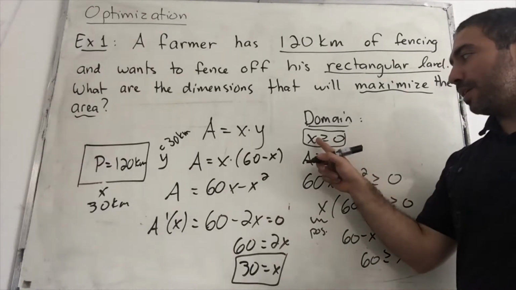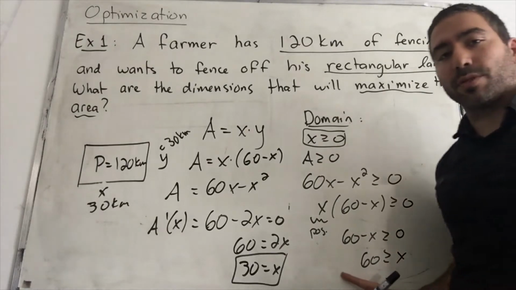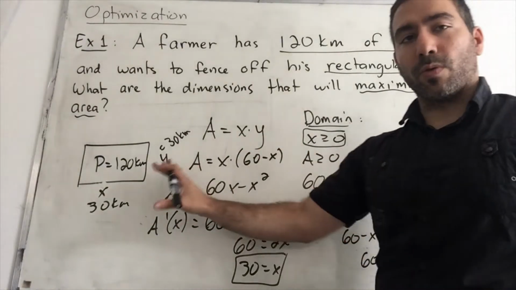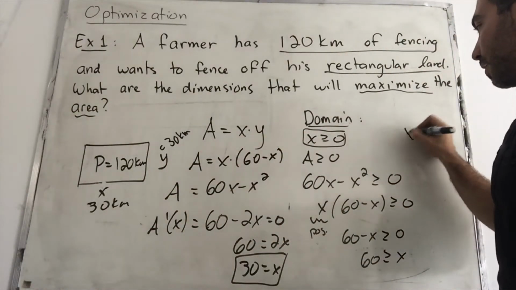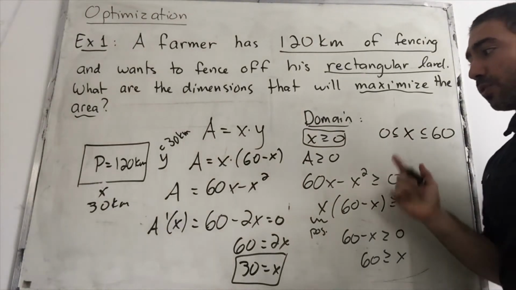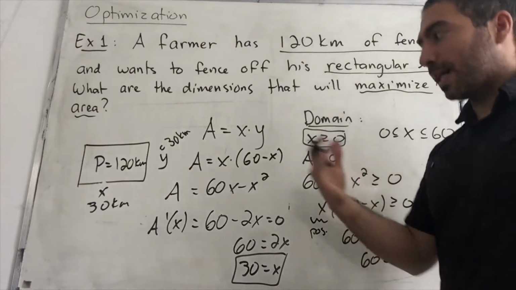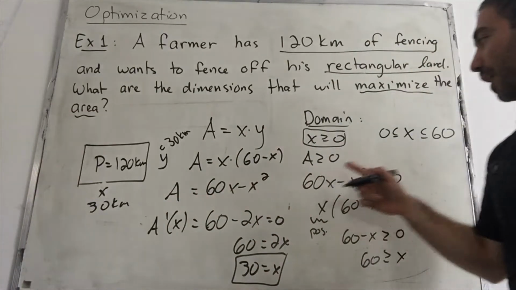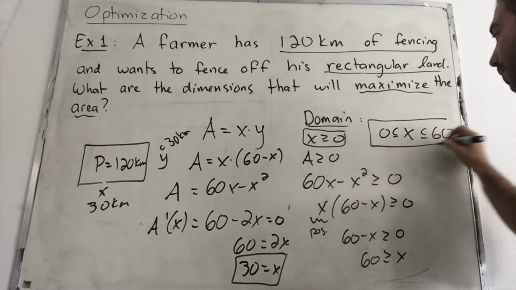So for this to be true, that means 60 has to be greater or equal to x. So x has to be greater or equal to 0, but at the same time smaller or equal to 60 in order for this problem to hold. So that means our x is in between 0 and 60. Okay, so if our x is between 0 and 60, what's the maximum area that we could have? Let's check. This is essentially a closed interval.